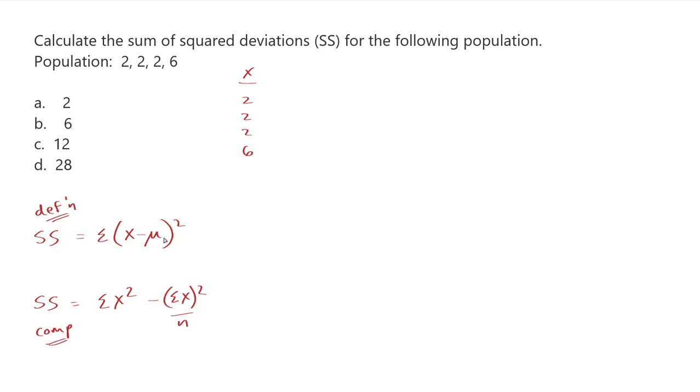I need to first of all find my mean, and the mean is the sum of x over n. So I need to know my sum of x. So 2 plus 2 plus 2 makes 6, plus another 6 makes 12. So it's going to be 12 over 4. So 12 divided by 4 is 3. So when I do my first column to make my deviations, I'm going to be subtracting 3 from each one of these. The reason that this is going to be my first column is because of order of operations.